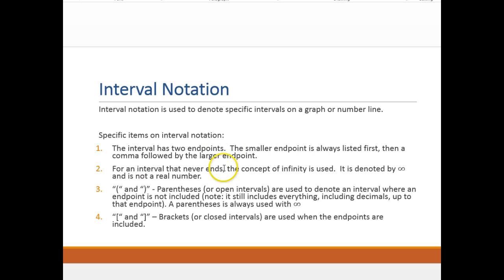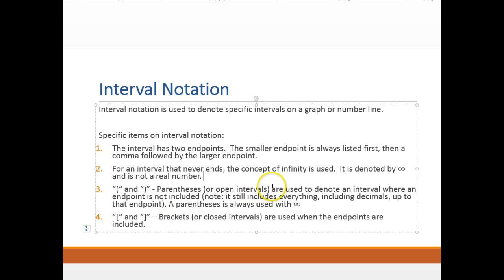For an interval that never ends, we introduce the concept of infinity. It's denoted by this sideways looking 8 here. And please understand that infinity is not a real number. It's simply a concept. You never reach infinity. Now we have these two numbers separated by a comma. We also use either parentheses or brackets. We have to determine what to use for which occasion.